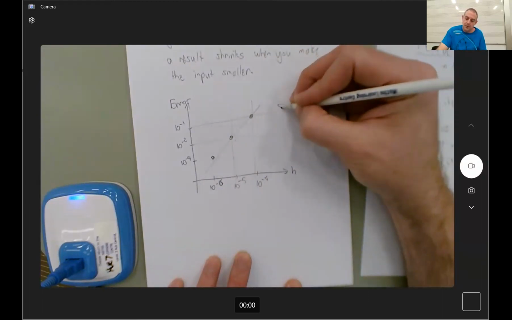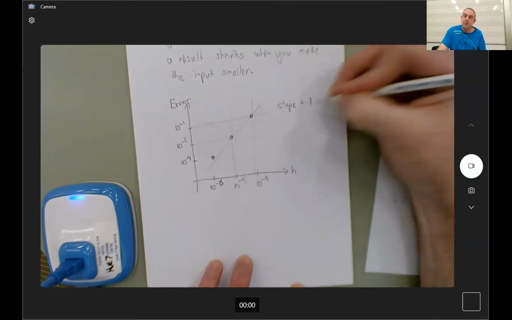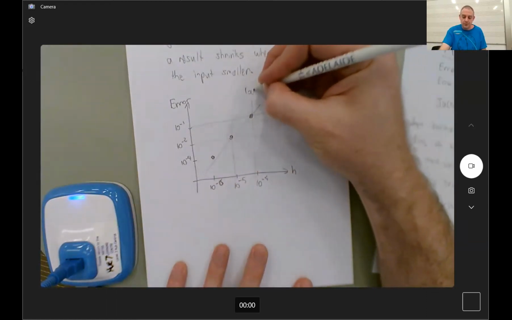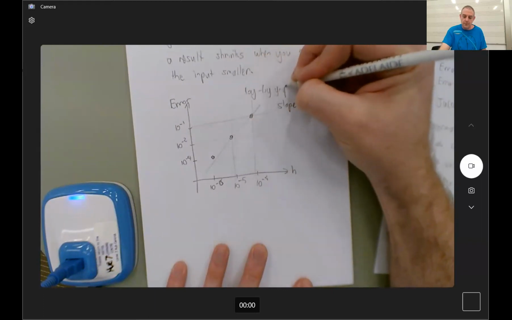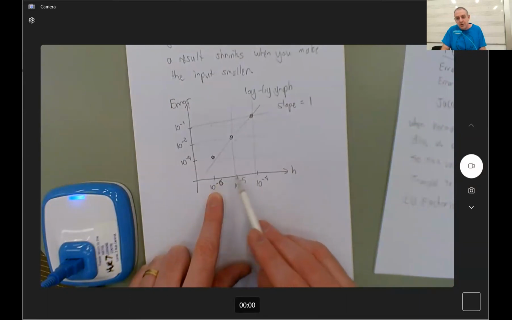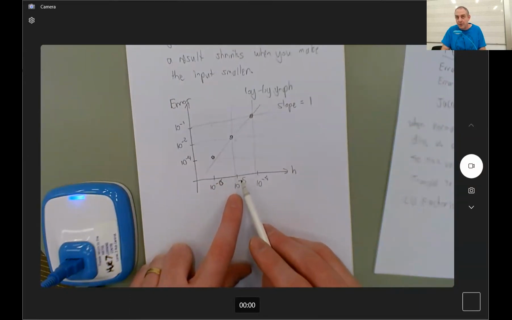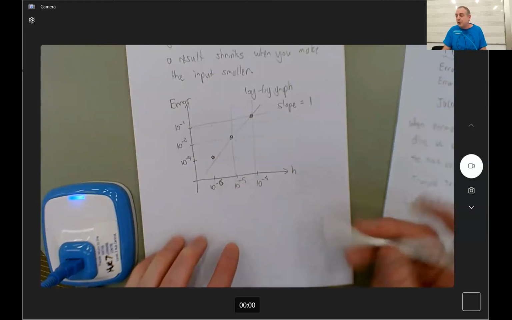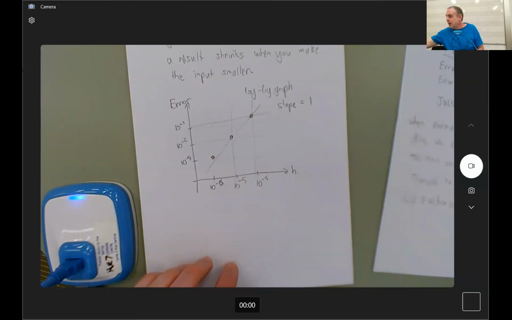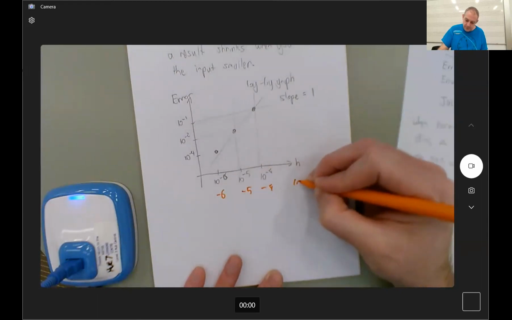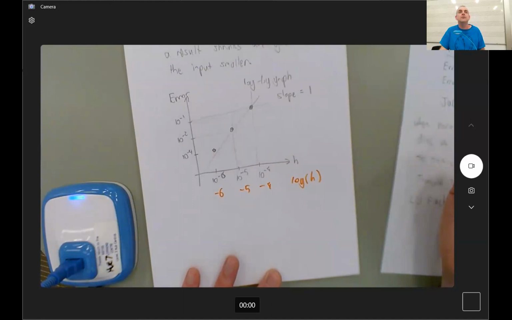So the slope of this is 1, like the slope in the logarithms, the slope of the powers. This is a log-log graph. Officially, the gap between 10 to the minus 6 and 10 to the minus 5 on an ordinary graph is 10 times smaller than this gap is on an ordinary graph. So what they've really drawn here is actually something more like log of h on this graph.